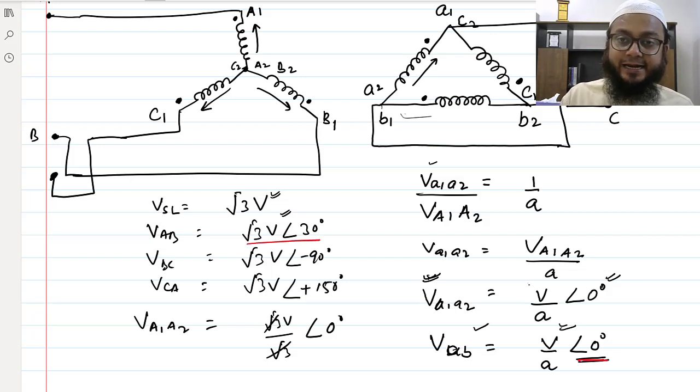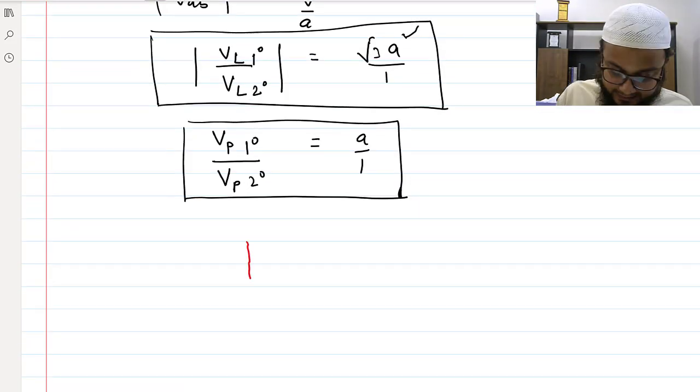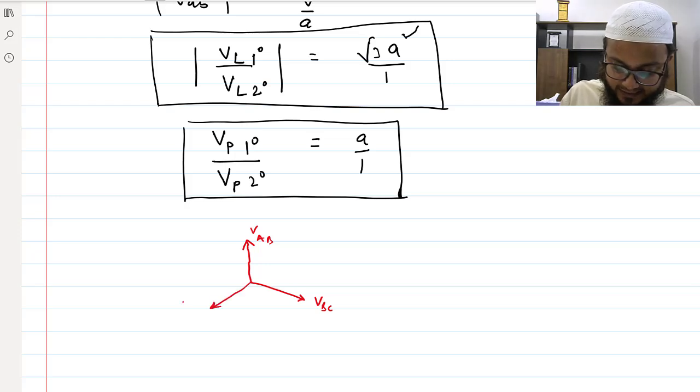So that means the line voltage of the secondary side of this transformer is lagging the primary side voltage by an angle of 30 degree, right? So see, there is a difference: VAB is at angle 30 degree and VAB at the secondary side is at angle 0. That means if I draw the phasor, let's say VAB at angle 0, then VBC and VCA here, that's at the secondary side.